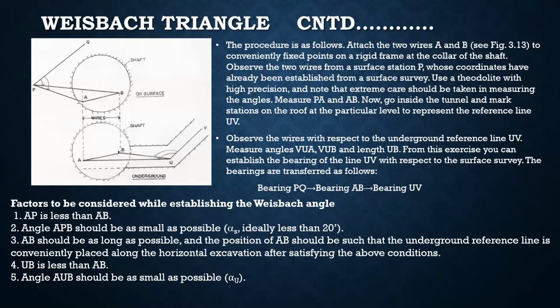And now we have to mark it in such a way that UB is less than AB. Angle AUB should be as small as possible, AUB. Now this angle also has to be as small as possible. You will understand why that is.